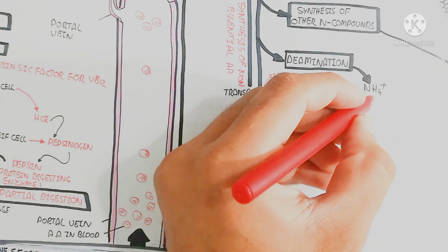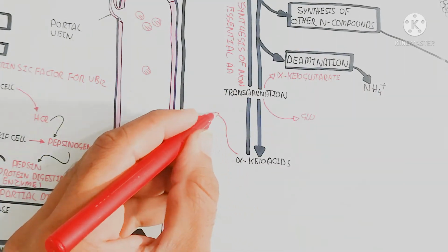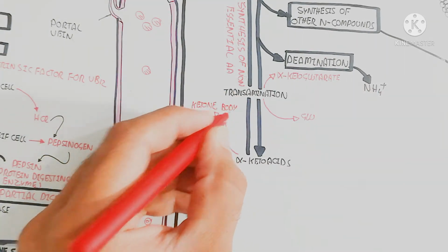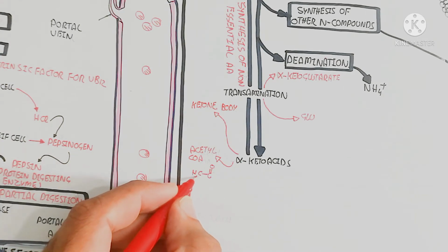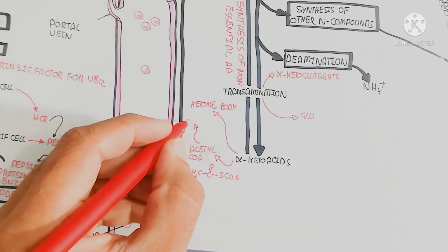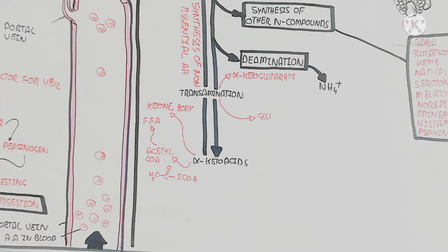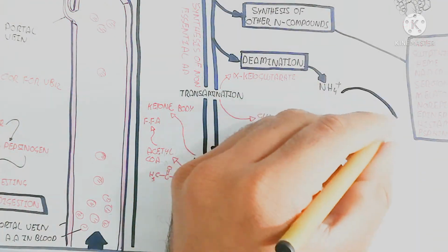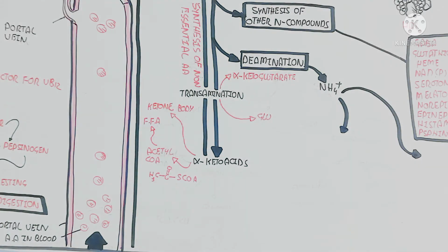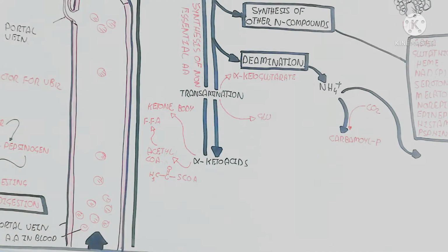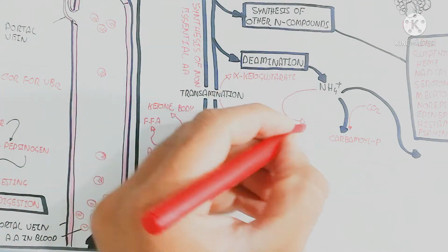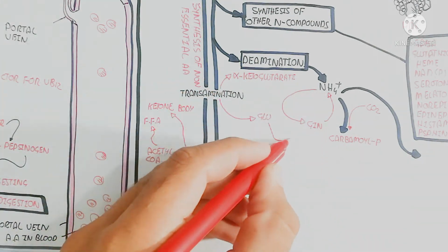First of all, here is the alpha ketoglutarate. This alpha ketoglutarate is produced and converted into glutamic acid and glutamine. Here the ketone body is also produced from the alpha keto acid, and also acetyl CoA will be converted and used for the tricarboxylic acid cycle, while glucose is produced through gluconeogenesis.